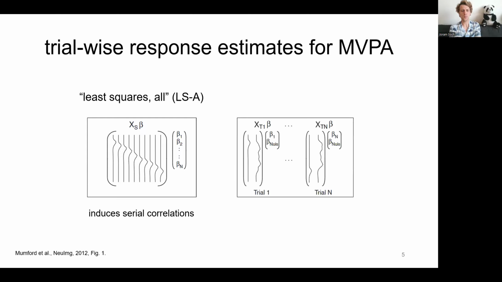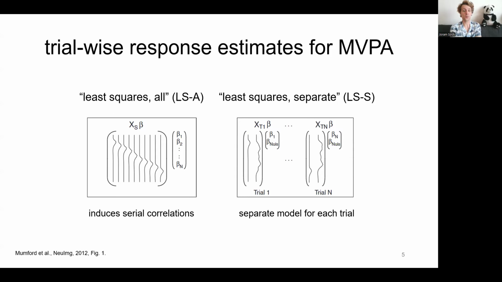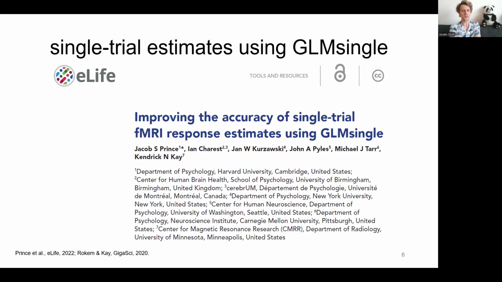For this reason, another approach was proposed, the least squares separate or LSS approach, which uses a separate model for each trial, having one regressor for that particular trial and another regressor for all other trials. And although this makes estimates more robust, it obviously needs more computational resources. More recently, GLM single has been proposed as another alternative. GLM single uses fractional ridge regression along with other advances to come up with robust single trial estimates.